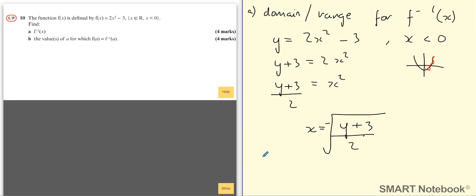Now, I also asked for domain and range, so I haven't finished doing this. So f minus 1 of x should be the negative square root of (x plus 3) over 2. That is how we write this. And we can't have the positive square root because we are looking at the left of the quadratic curve.